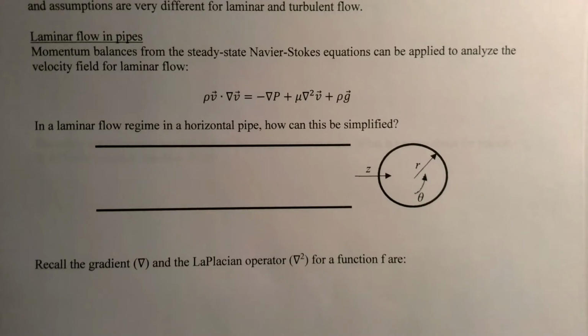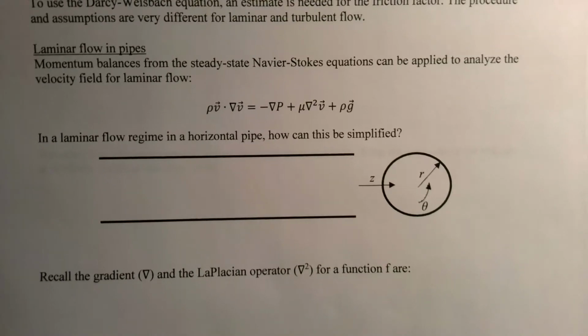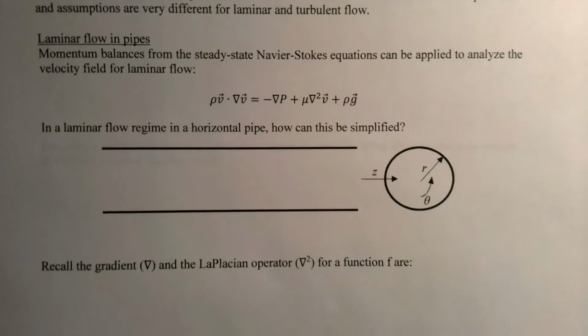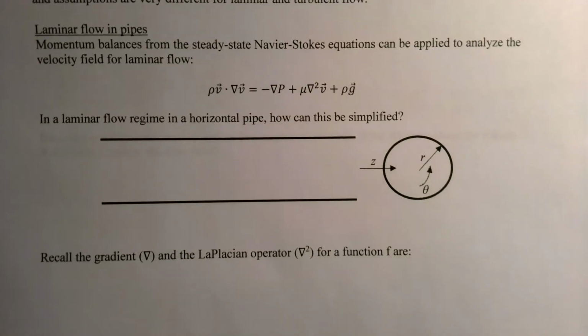And so part of the Darcy-Weisbach equation for estimating head loss is knowing the friction factor. And so we said that there would be very different analysis used for laminar and turbulent flow to get those friction factors. And so in this video here, we're going to look at the friction factor for laminar flow. We're going to start that analysis. So because of energy losses, we can't really use Bernoulli's equation to figure that out. So we need something else.